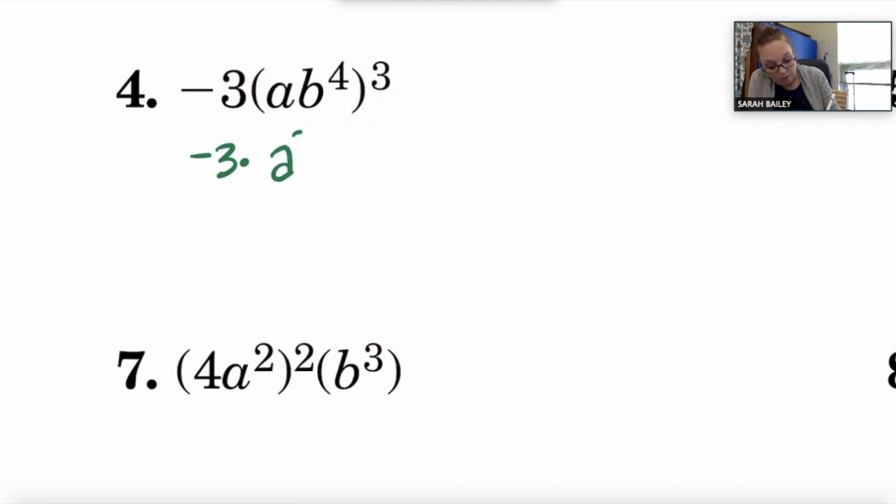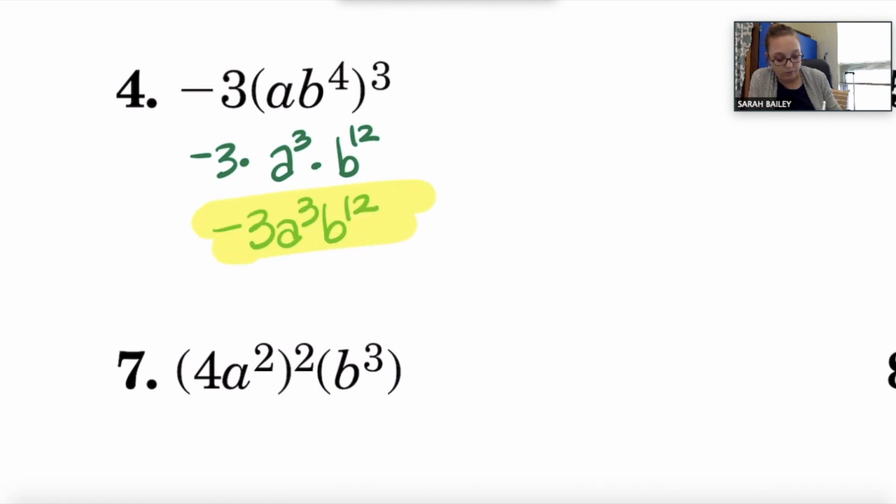So the A would be taken to the 3rd power, so it'd be times A cubed, and the B to the 4th to the 3rd power. That means these exponents right here get multiplied, so that would be to the 12th. My final answer is -3A cubed B to the 12th power.